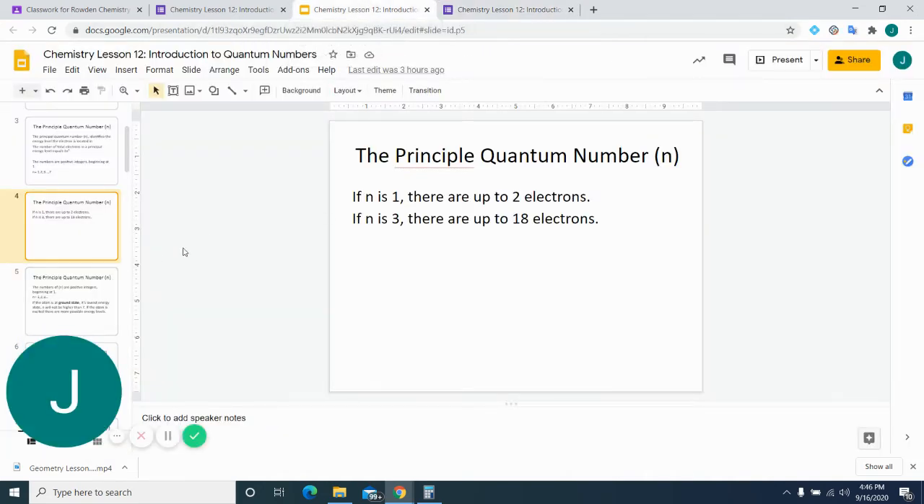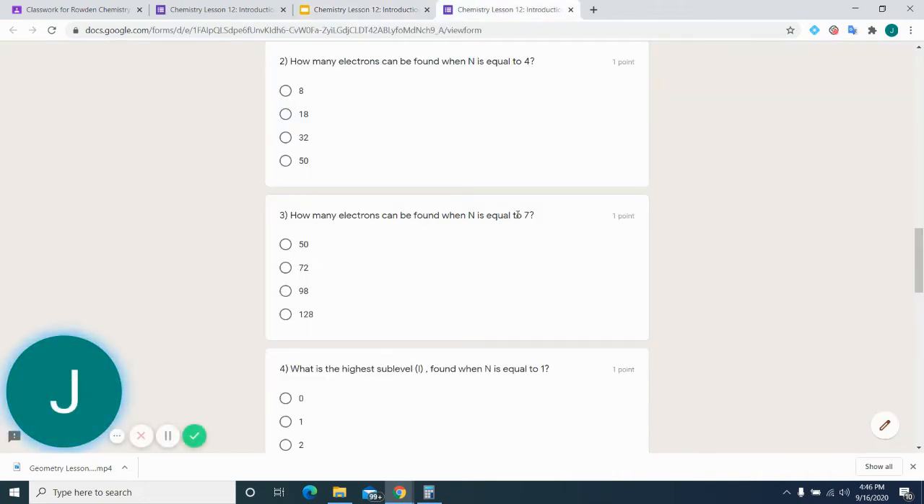So that's the principal quantum number. We know what energy level the electron is in, and we can figure out how many electrons could fit at that energy level. Look at what we just figured out. If you're in energy level 7, there could be 98 electrons there, and it's organized where they go. So how do we figure out where the electron is inside that energy level?